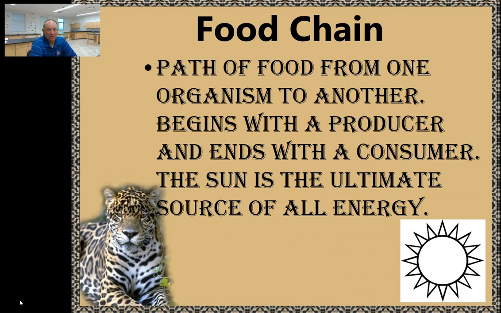So after this, we talk food chains. Now, food chains, many of you have probably done since you were in elementary school. The food chain, as you can read here, is the path of food from one organism to another. We're always going to begin it with a producer, and we're always going to end it with a consumer. Producer, if you remember, is one that can make its own food. Consumer is one that has to eat others in order to gain that.